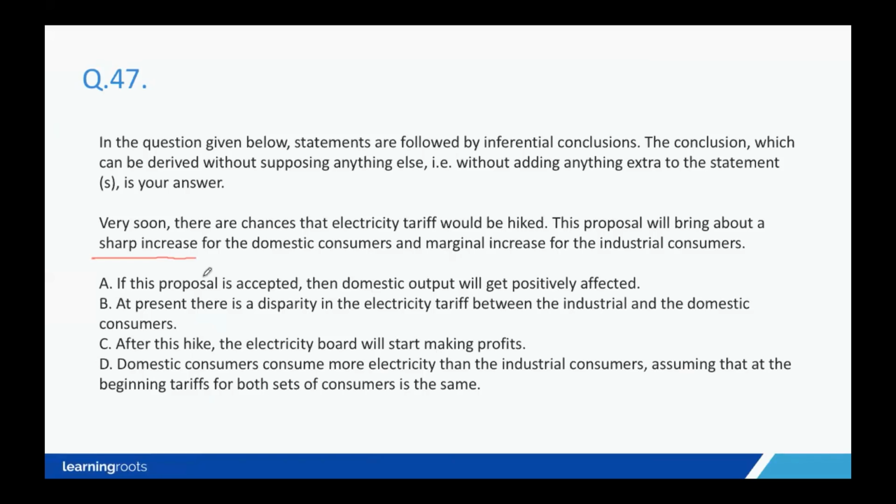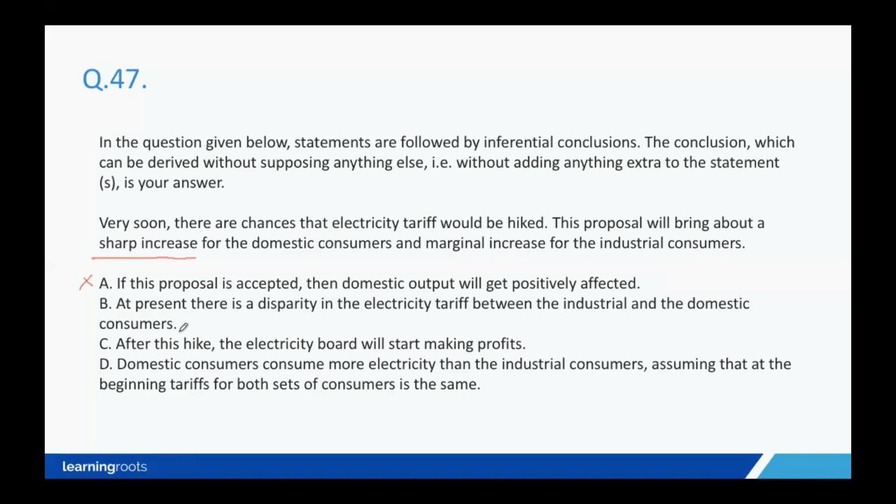So anyway, let's come to the options and check which of these ones can be inferred. So A says, if the proposal is accepted, then domestic output will get positively affected. So if this is accepted, then domestic output will get positively affected. Can we say this? Okay, of course, we can't say this because nowhere are we talking about output and so on, and getting positively versus negatively affected and so on. So A is gone.